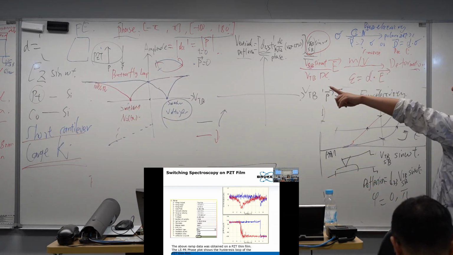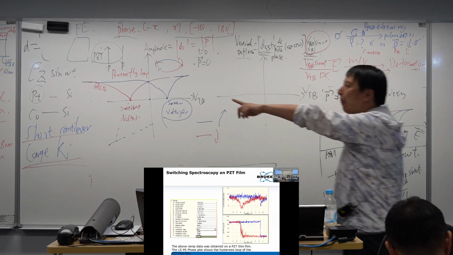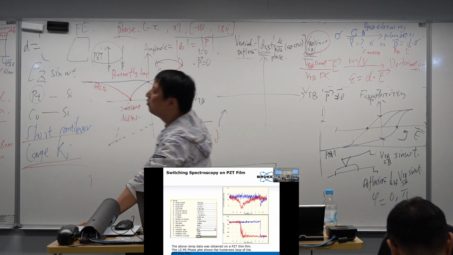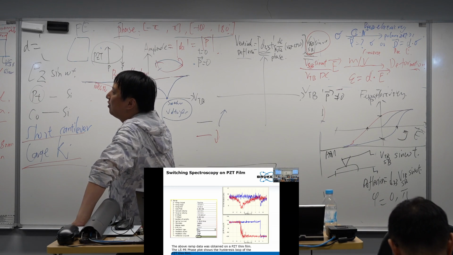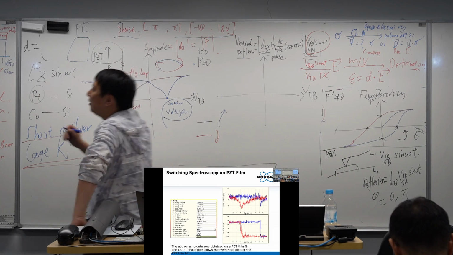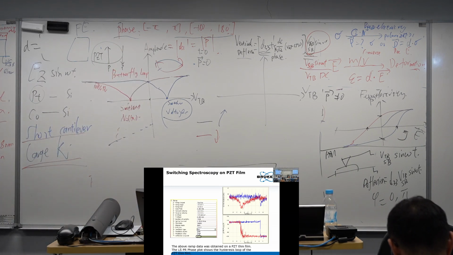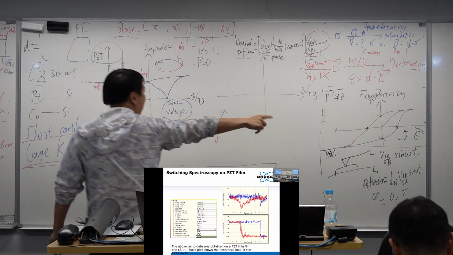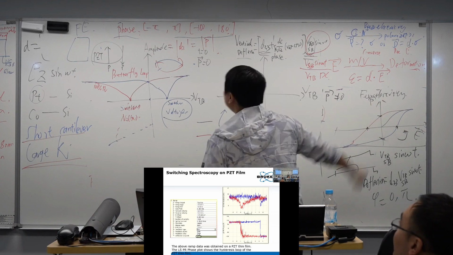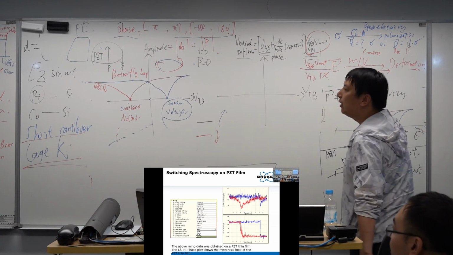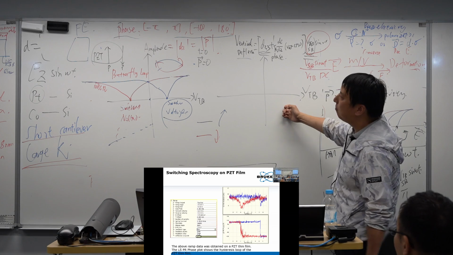But at least its direction is correct, and some researchers get the wrong directions. They get the blue branch here and the red branch there. Then it's wrong. This one should always be counterclockwise. Okay, then let's talk about the phase.